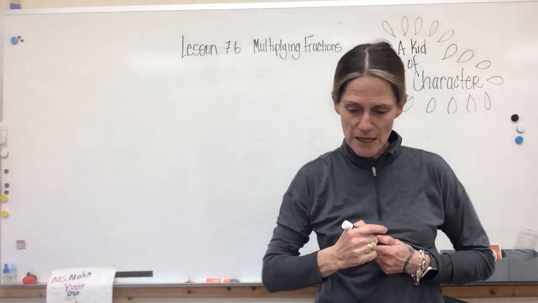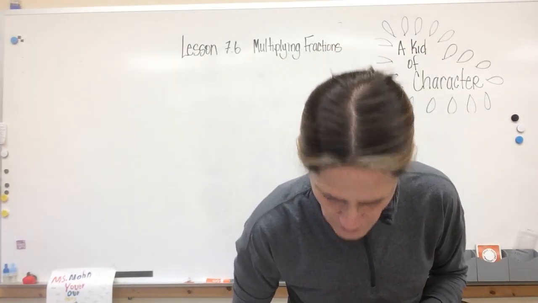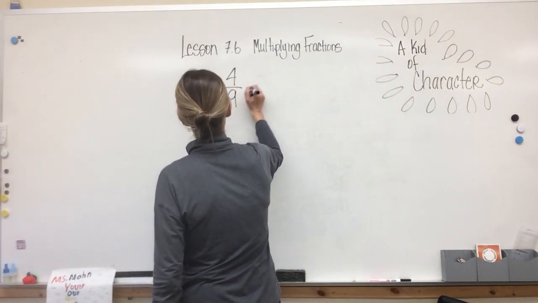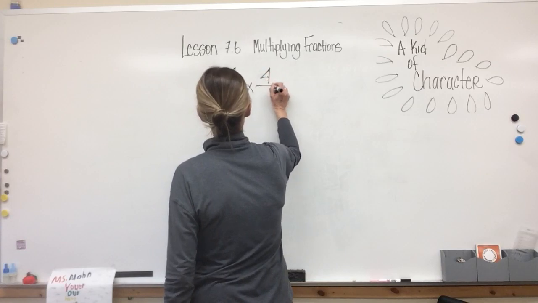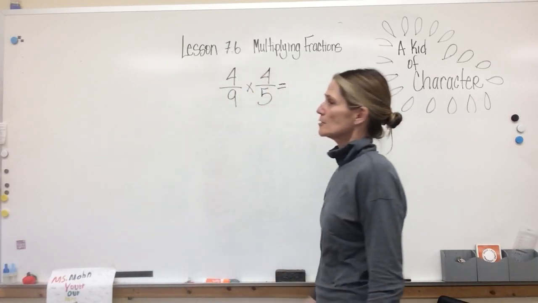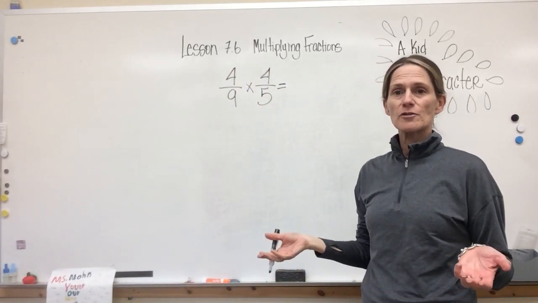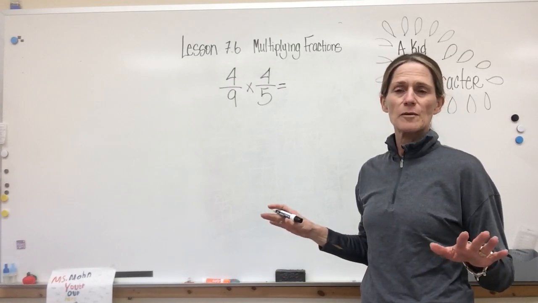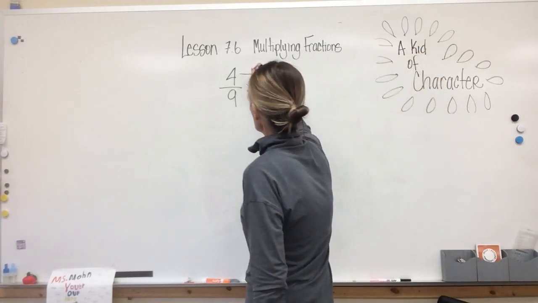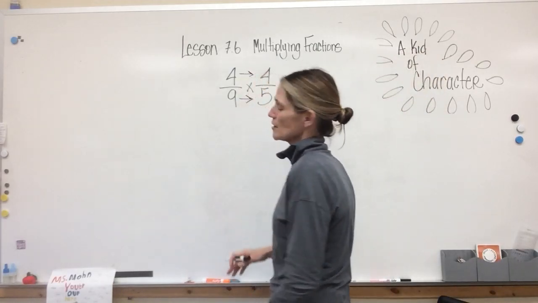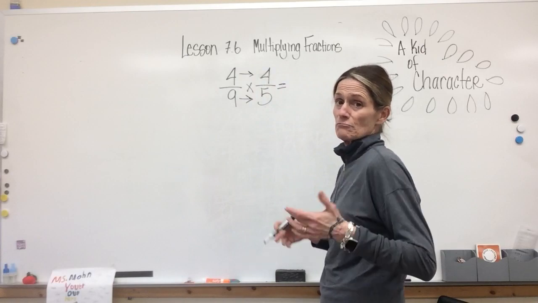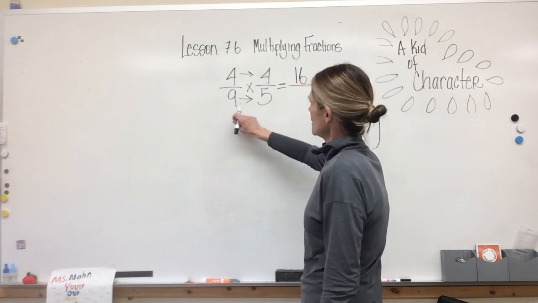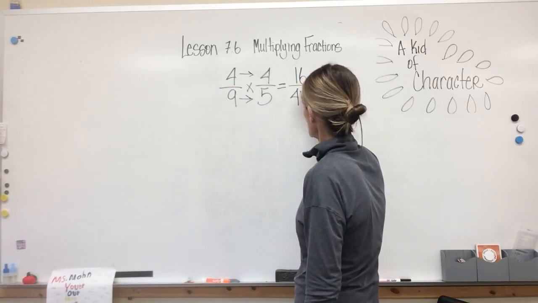All right, let's see. 4/9 times 4/5. What's the thing that I like about multiplying fractions? Don't have to worry about denominators being the same. Put in a couple of arrows, multiply straight across. I might get out my multiplication chart. That's fine. 4 times 4, 16. 9 times 5, 45.